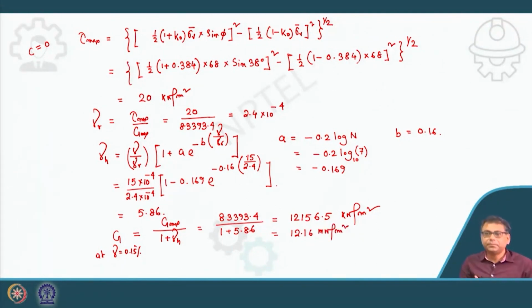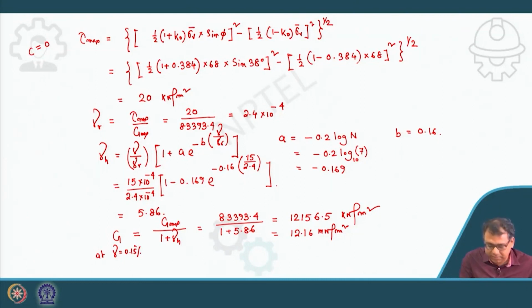So you can see that initially it was around 83,393 kilonewton per meter square. That has been reduced to 12,156.5 kilonewton per meter square. So the G value has been decreased at that strain level. So this way I can determine the G value at any strain level.